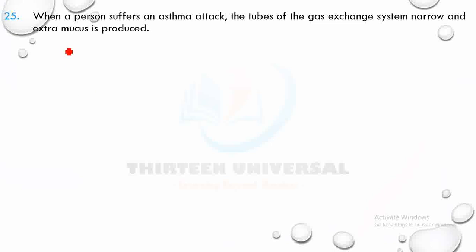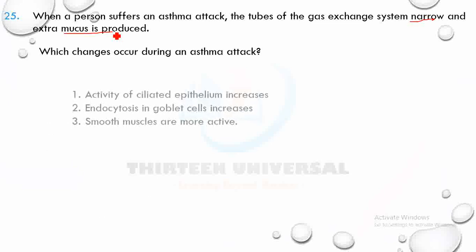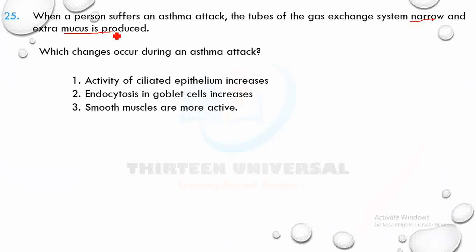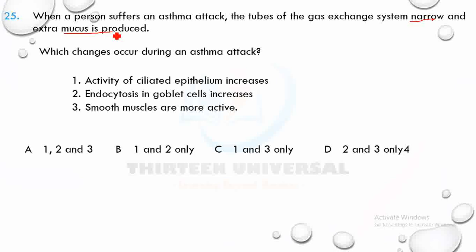When a person suffers from an asthma attack, the tubes of the gas exchange system narrow. Narrowing means what? And mucus is produced. So which changes occur during an asthma attack, guys? These are the statements. So what is correct and what is not? Pause the video. Let's see what you got. Okay, so what is the answer there?